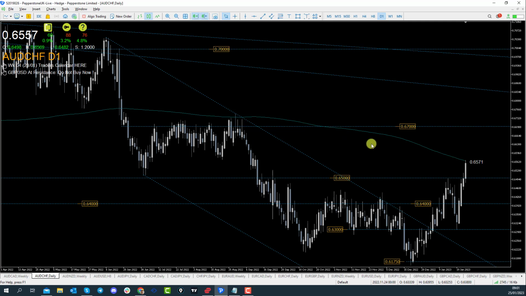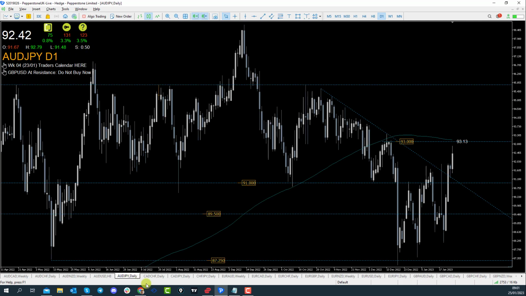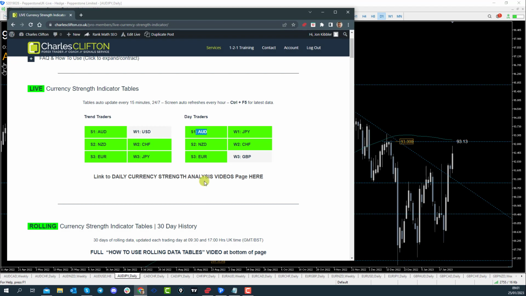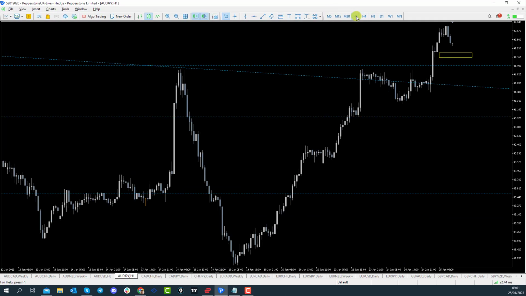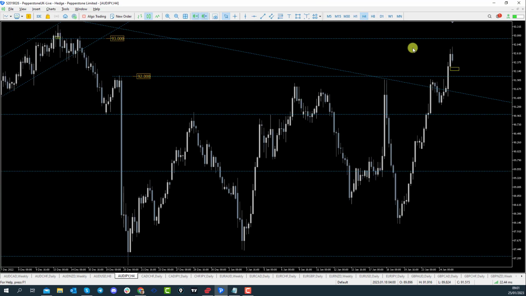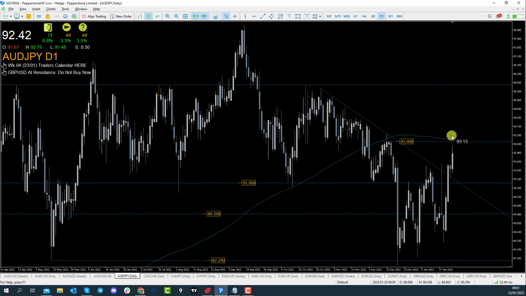So a couple of options for you today. I think the best one at the moment is Aussie yen. It is top of the day traders table, which means that we have the momentum with us on the lower time frame. So I want to be looking for opportunities on the pullback here, whether that be from the 4-hour time frame or whether that be on the hourly into that 93 level.